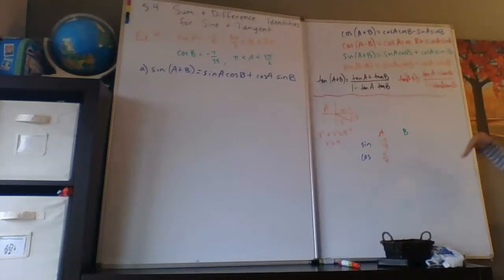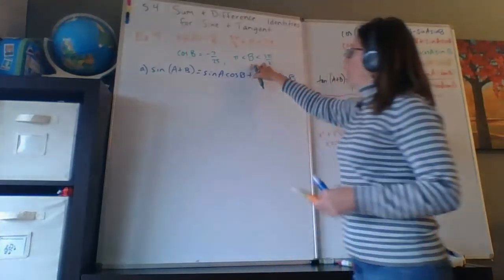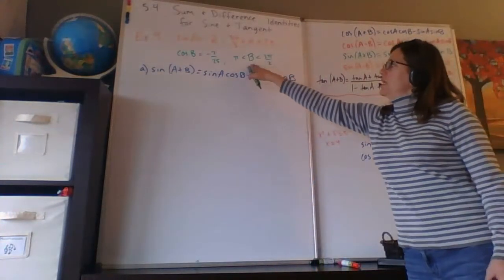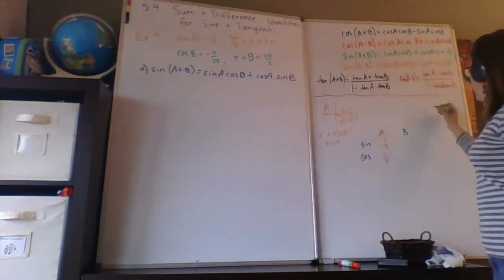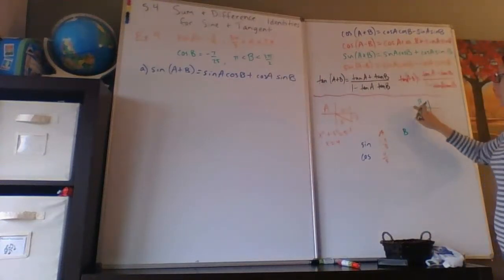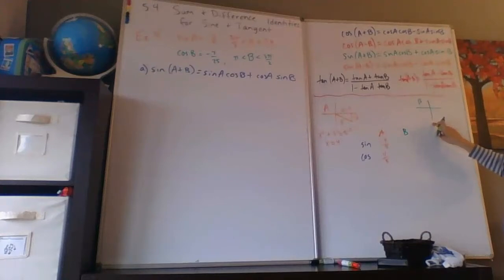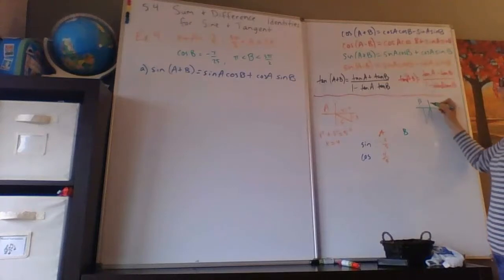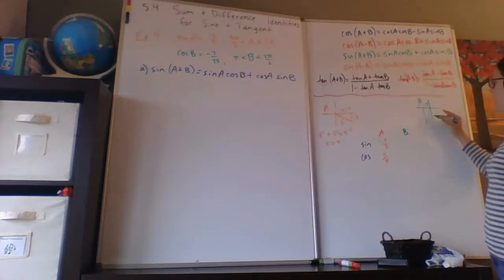Now for B, we have a totally different angle. I had a typo up here. We have B is in between π and 3π/2. So that's in quadrant 3. Cosine of B is -7/25. So the x is -7 and the radius is 25.